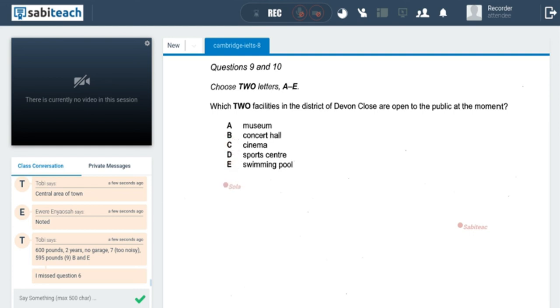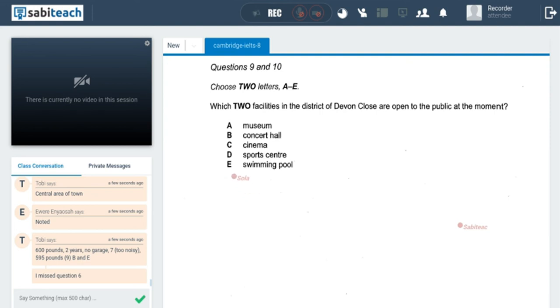Once again, it is very possible for the speaker or the speakers in the recording to mention all the options. You understand? And that could make it hard. Imagine all the options are mentioned. It could make it hard. But once again, if you listen carefully, you will know the correct options.